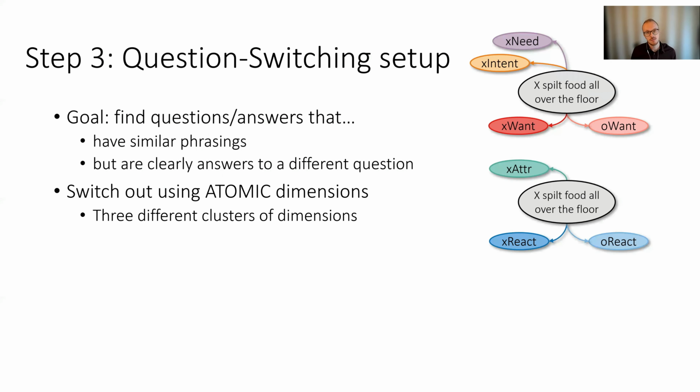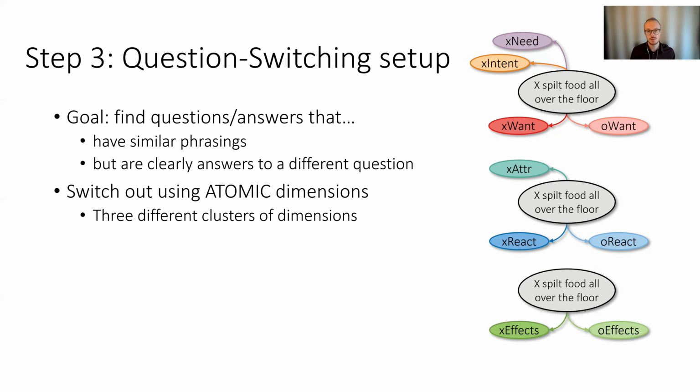Our second cluster is related to attributes and reactions. So specifically, while X is spilling food all over the floor, how are they perceived, or how would you describe X in this case, which is the attribute? But also, how would X react, or how would others react to seeing this happen? And finally, the last cluster that we're going to use is related to the effects, the involuntary effects that will happen onto both the person doing the event here, X, as well as others or the theme of the event. And so if we consider these clusters, for one question that relates to, for example, X need, we can switch out X need to a different dimension in ATOMIC using these clusters.